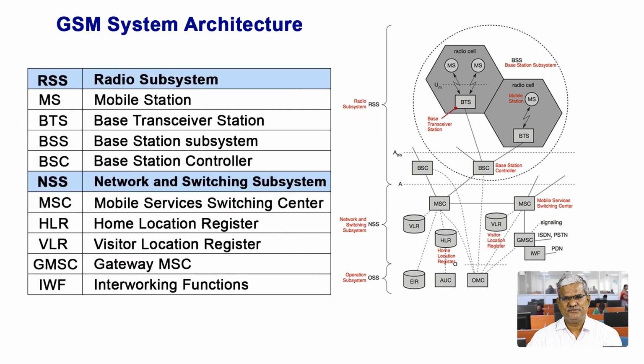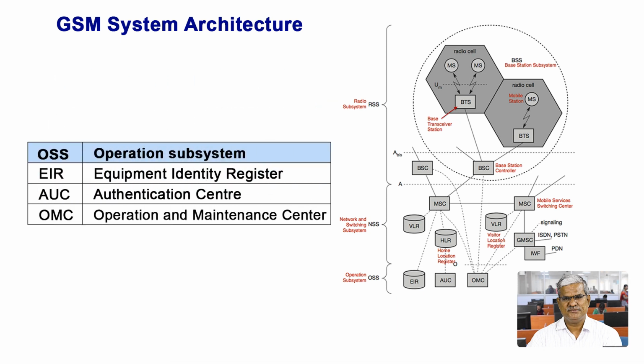The radio subsystem, that is called RSS, consists of mobile station, base transceiver station, that is BTS, BSS base station subsystem, and BSC base station controller. Network and switching subsystem consists of mobile services switching center, home location register HLR, visitor location register VLR, gateway MSC, and interworking functions. And operation subsystem consists of equipment identity register, authentication center, and operation and maintenance center.